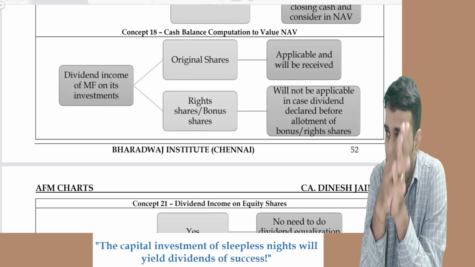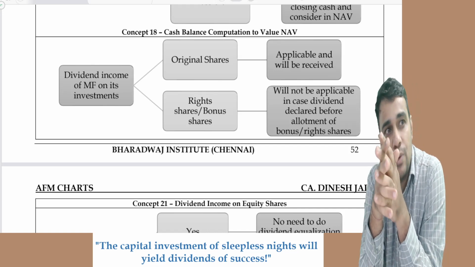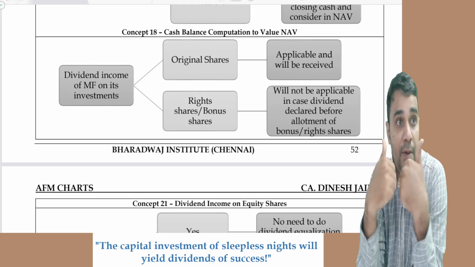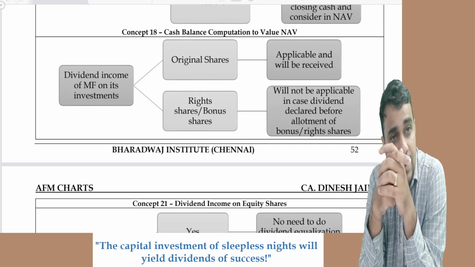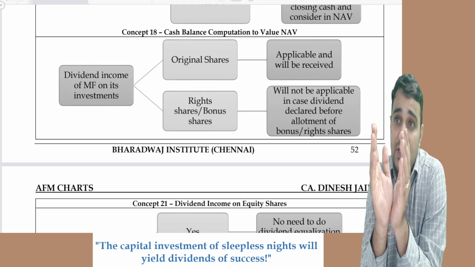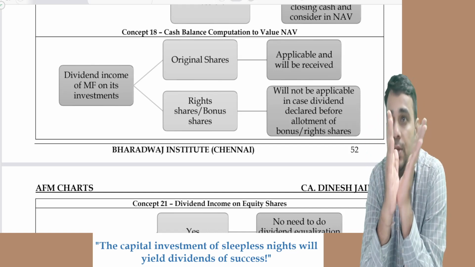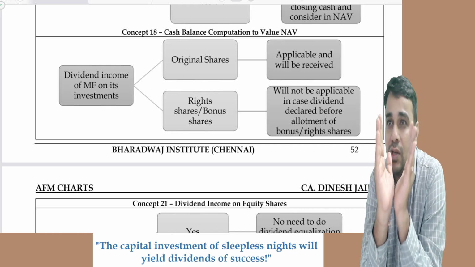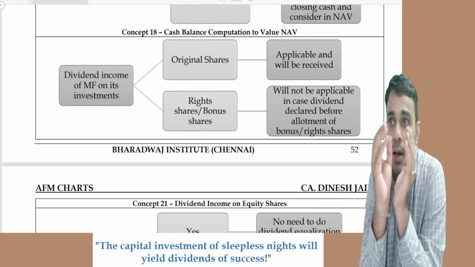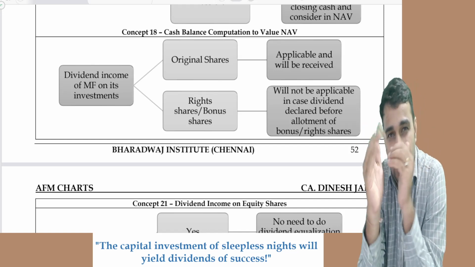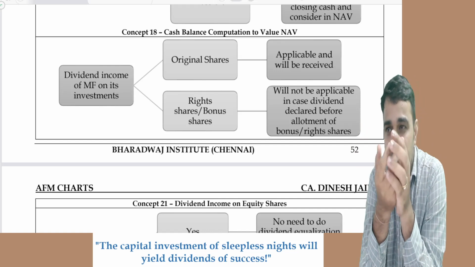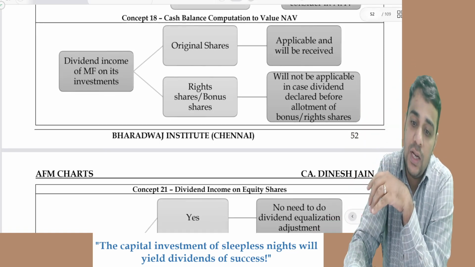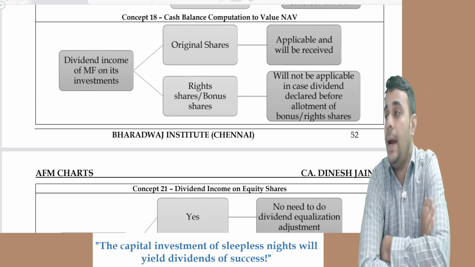Both happened. Dividend also happened. Rights issue or bonus issue also happened by the company in which the MF has invested. In that case, you will get dividend income only on the original share, not on those right shares or the bonus shares, because both have happened at the same time. If there is a lag effect, then it depends on assumption or on data. So the original share is applicable and will be received.